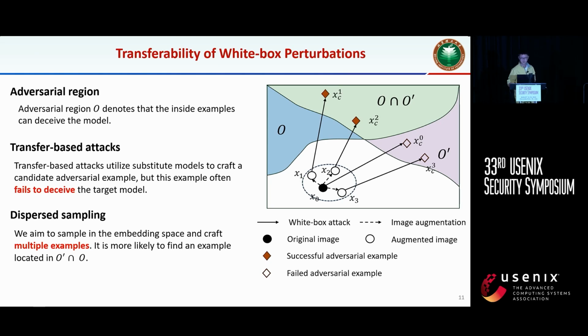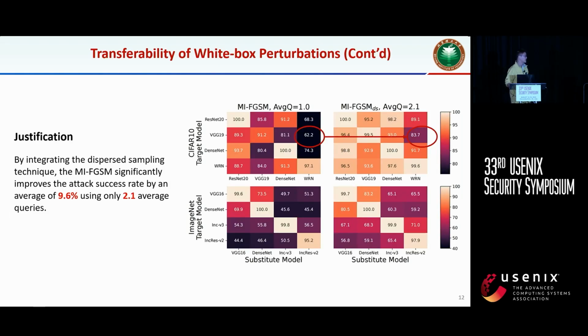To justify this intuition, we leverage FGSM, a known adversarial attack, to generate adversarial examples for 5 augmented images, compared with the original version of this attack. The attack equipped with our sampling approach, as shown in the right part of the picture, increases the average attack success rate by 9.6%, while using only 2.1 average queries.